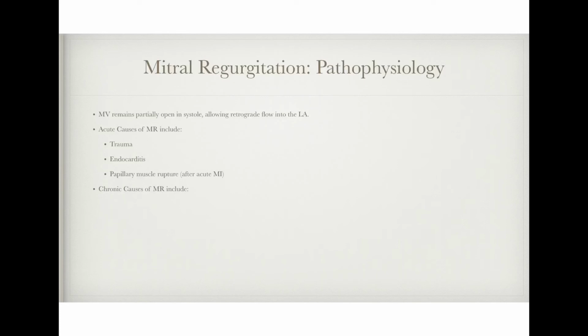Chronic causes of mitral regurgitation would include, again, endocarditis, congenital heart defects, connective tissue disorders, including lupus, left heart failure, which is a very common cause. As a result of left ventricular dilation, the mitral valve annulus is stretched open, which allows blood to leak back during systole. There's also mitral valve calcification and mitral valve prolapse, which is often seen in young women.